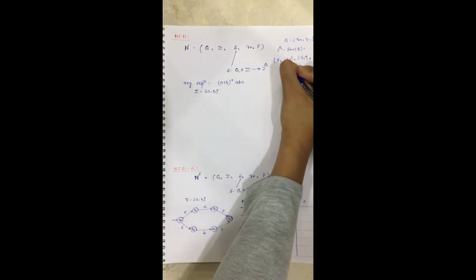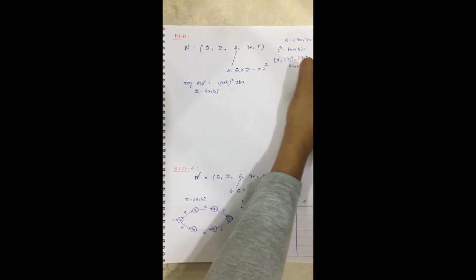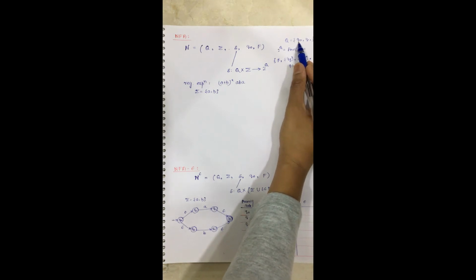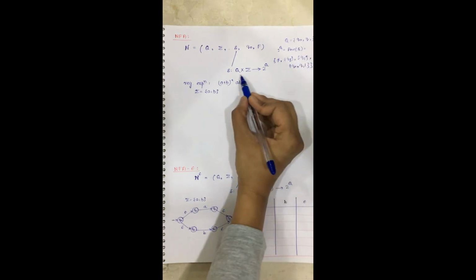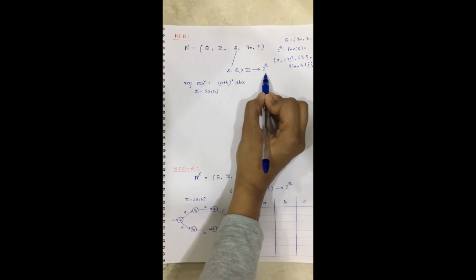And the next possible subset is {Q0, Q1}. So it can be written as all possible subsets of the given set. Right, so the function is Q × Σ → 2^Q. Now we'll see one example to better understand the definition.